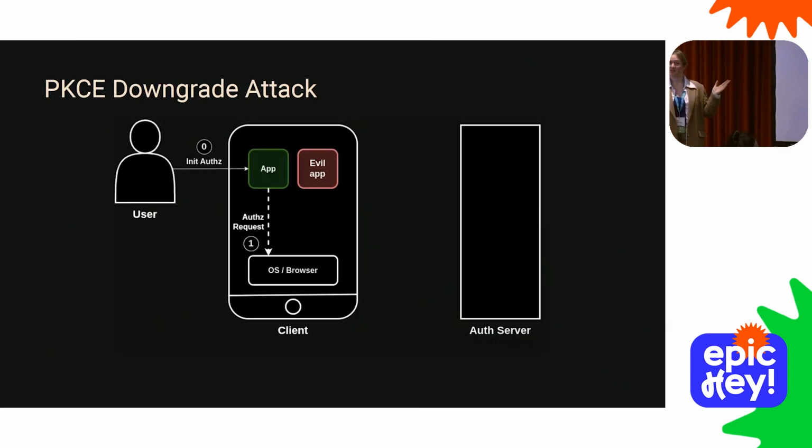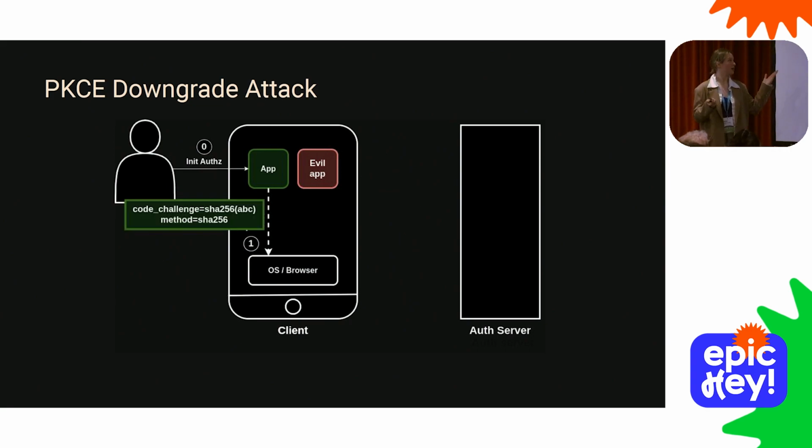Let me introduce you to the PKCE downgrade attack. In this attack, we have a kind of similar scenario. We have a user, we have a client device, we have our server. We managed to install an evil application, which registered itself as a handler for the same custom scheme. Also, we managed to steal the client ID. All right, the user wants to authorize the app, makes the flow, and the application makes an authorization request to the server. This time, developers did their homework. They're using PKCE, so they include the code challenge and code challenge method in the request.